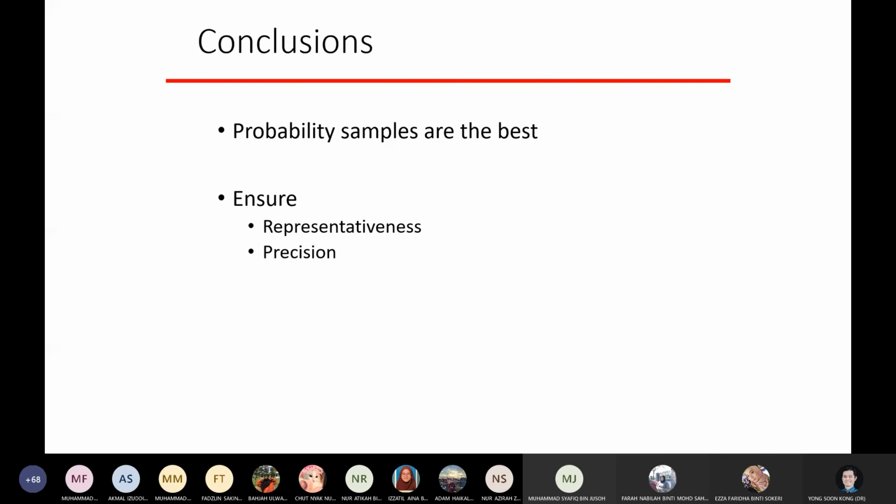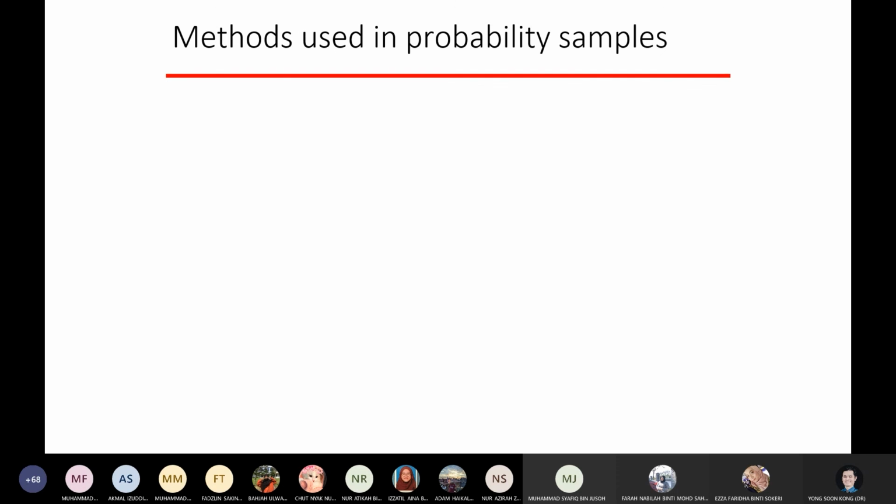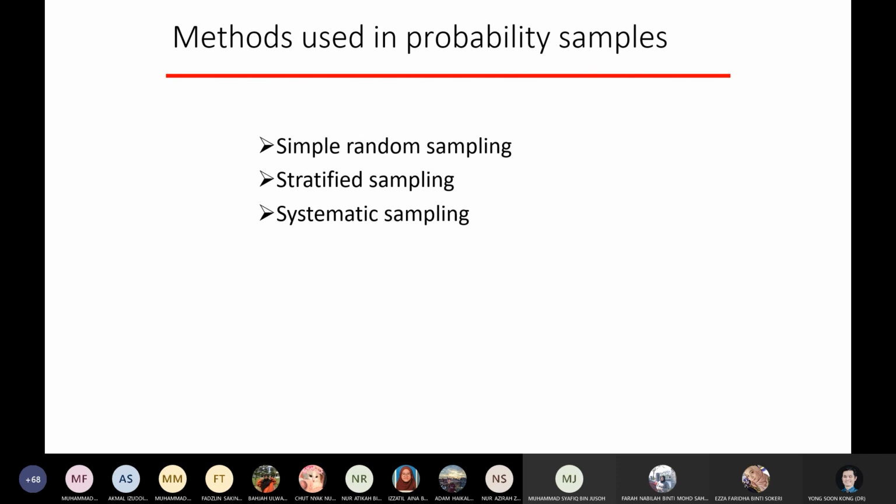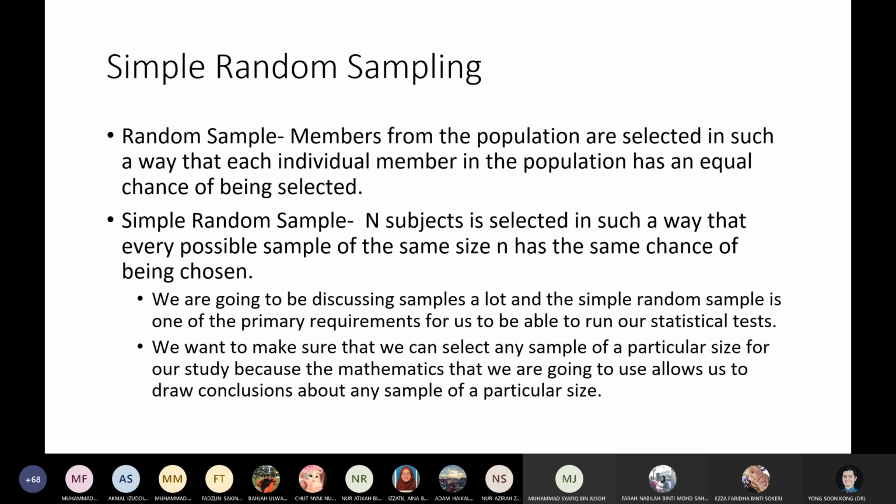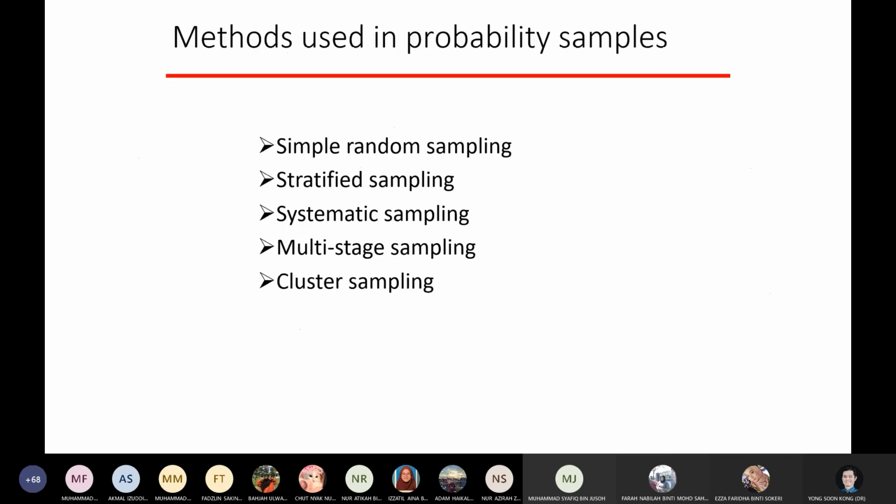Judgmental sampling is only used due to certain limitations. And because of the consequences for data quality, usually we don't recommend judgmental sampling. So, to ensure representativeness and precision, these are the examples you can use for probability samples: simple random sampling, stratified sampling, systematic sampling, multi-stage sampling, and cluster sampling. All of which you won't understand until you see the picture.